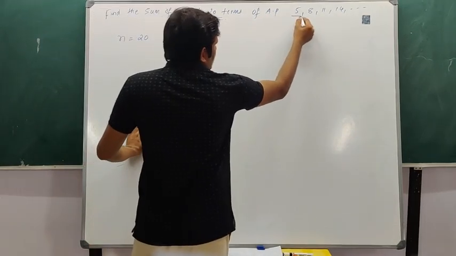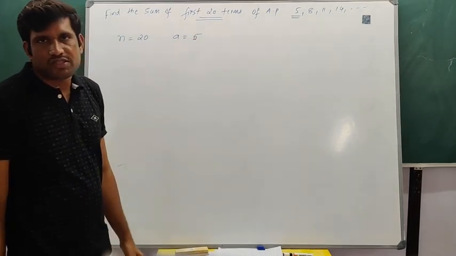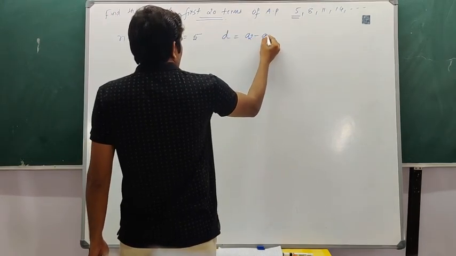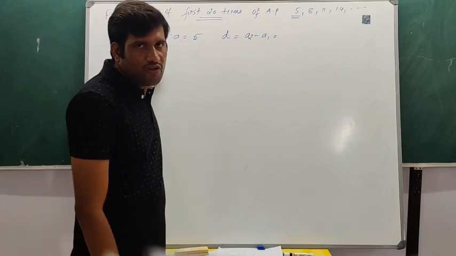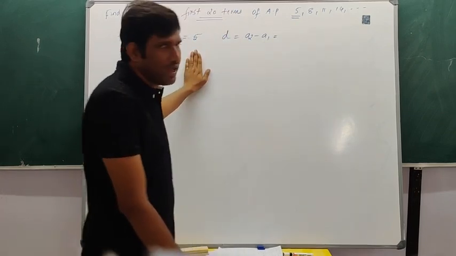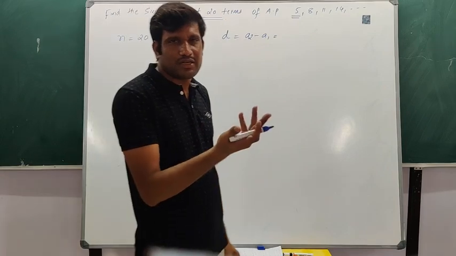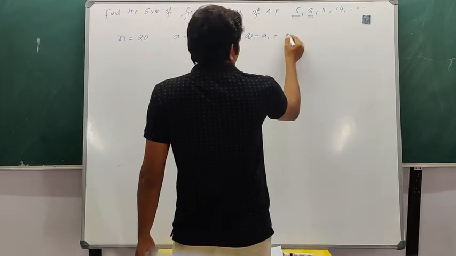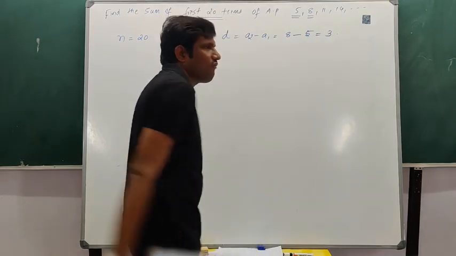From this, what is the first term? The first term is 5, so a is equal to 5. Then the common difference is the second term minus the first term, or the third term minus the second term. The common difference will be the same. So that is a2 minus a1. What is a2? a2 is 8, minus a1 which is 5. So 8 minus 5 is 3.